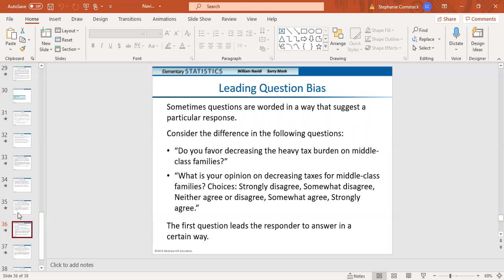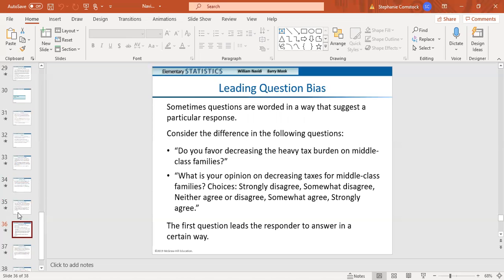With leading questions, this is how the questions are worded, and they imply or have you going towards a specific answer. So the two questions that are asked here are about the same topic, but in one of them, the vocabulary that's used, the choice of words, the option for the answer choice kind of guides one way or the other. So the first one says, do you favor decreasing the heavy tax burden on middle class families? Okay, so vocabulary in here is heavy tax burden, middle class, because that's kind of where everybody sits for the most part. And then, are you in favor of decreasing that?